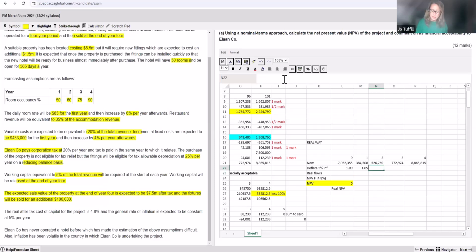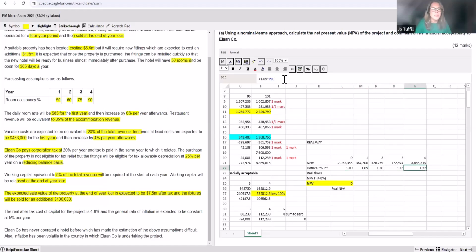This is going to be equals 1.05 for 2 years. And you can copy that across so you get all the inflation rates for these 4 years. So deflation, deflation, deflation. Okay.